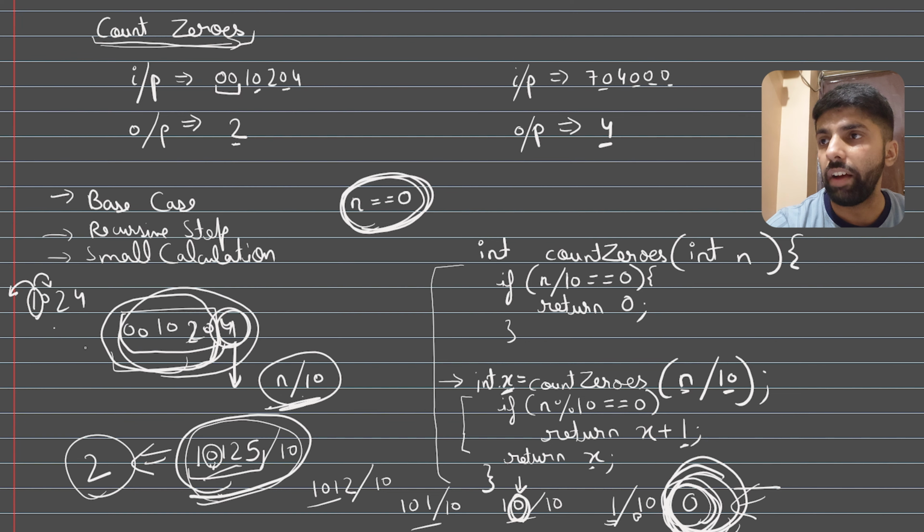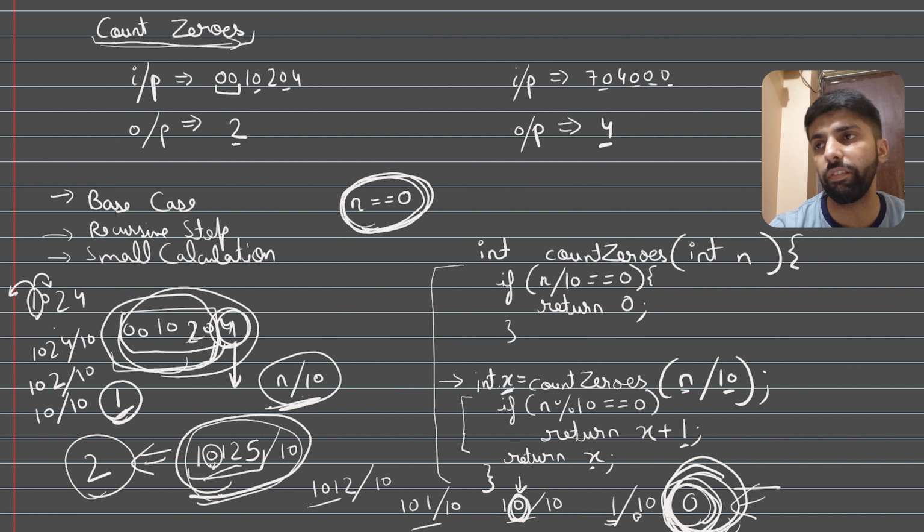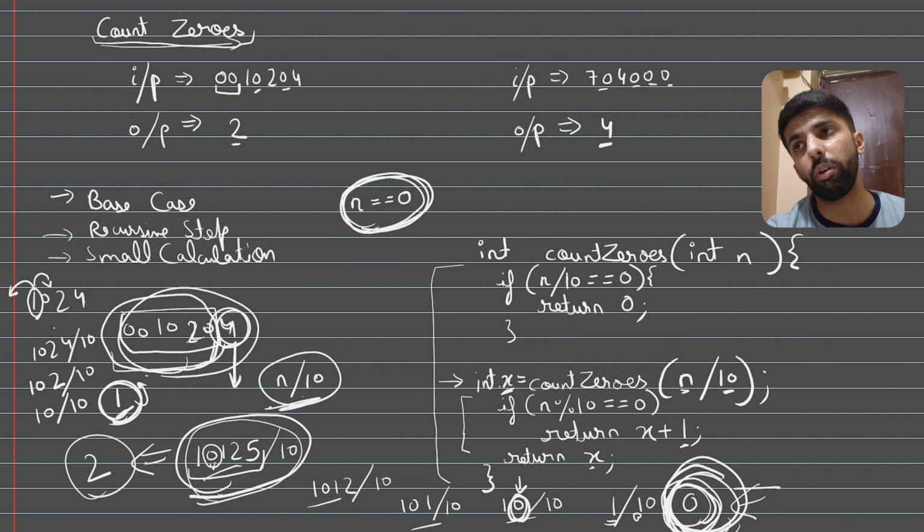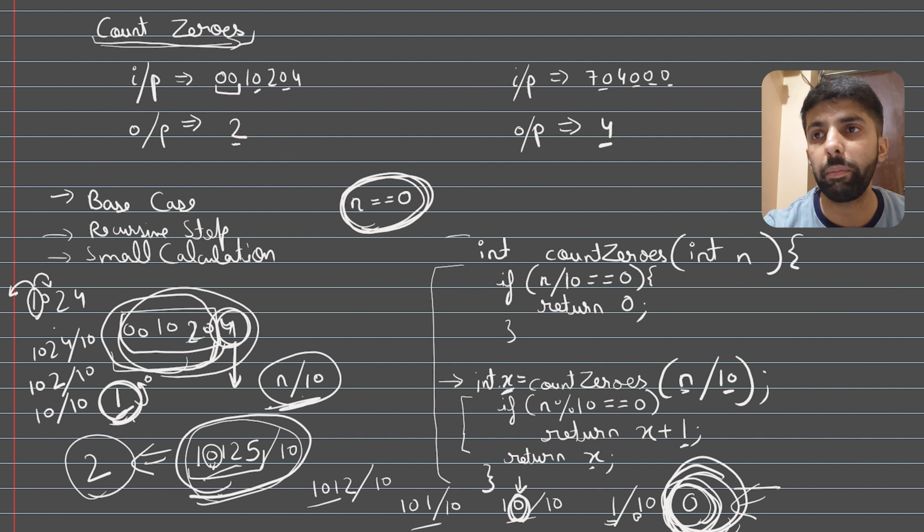If I get 1024, I divide it by 10, I get 102. I divide it by 10, I get 10. I divide it by 10, I get 1. Now at this point only, I will check if this is my last digit or not. If this is my last digit, just return 0 from here, because this is not 0 obviously, right? This will never be 0. So I will return 0 from here. So this will be my base case.